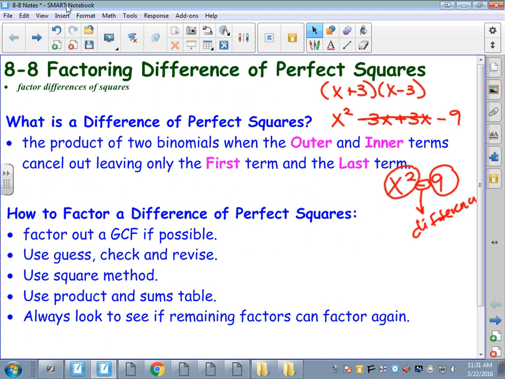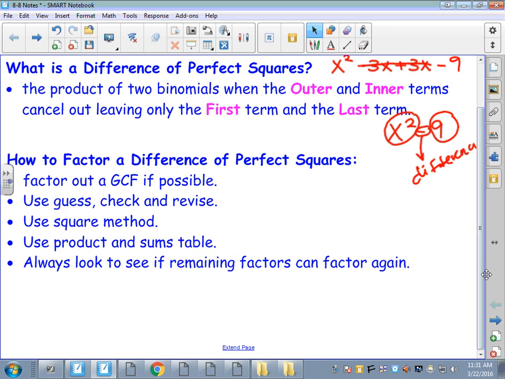So how you factor these, you have a couple different options. You're going to pick up on a really easy pattern very quickly. So again, we always look for greatest common factor first if you can, and you factor that out, and we never leave that off. If you factor out a GCF, that just becomes part of the answer. You can use guess, check, and revise again. You can use your square method again, and you can use your product and sums table.